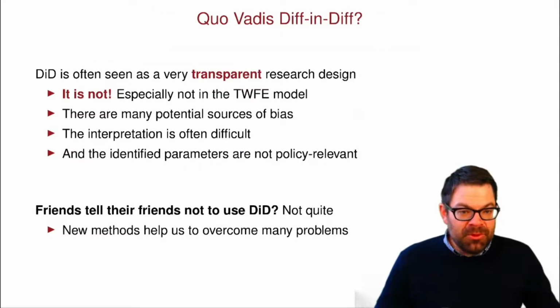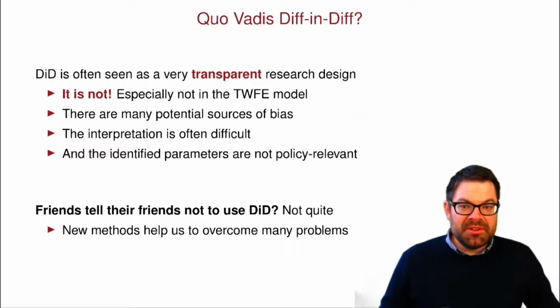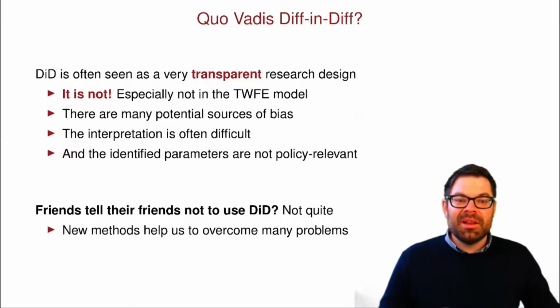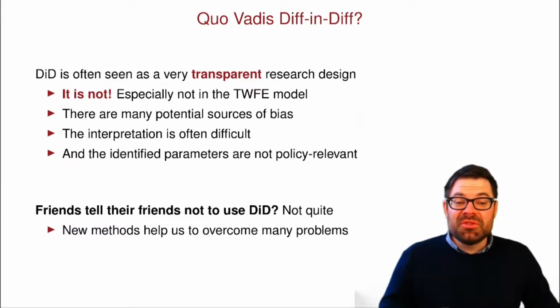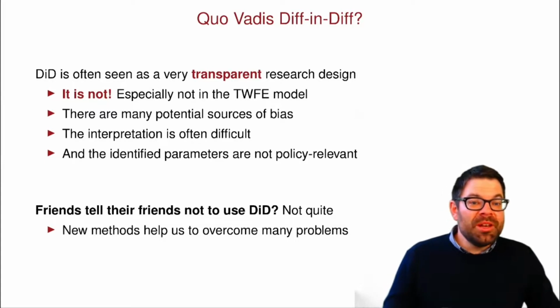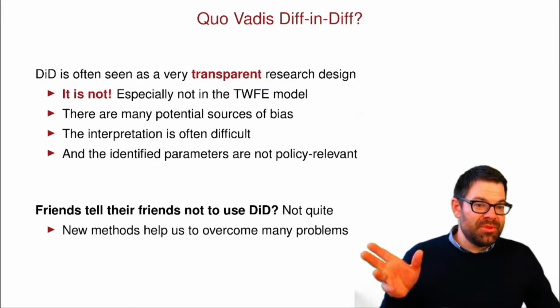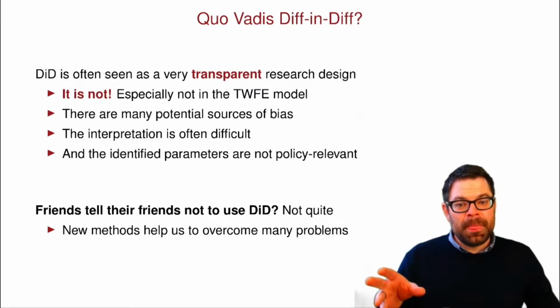So bottom line for diff in diff studies, to wrap up this entire lecture. It is often seen as a transparent research design, but I guess I could convince you that unless you are in the 2x2 simple world, it's not a transparent research design at all. There are so many potential sources of bias, and even if there is no bias, then still interpreting the results is really, really difficult because of those strange weighted averages.